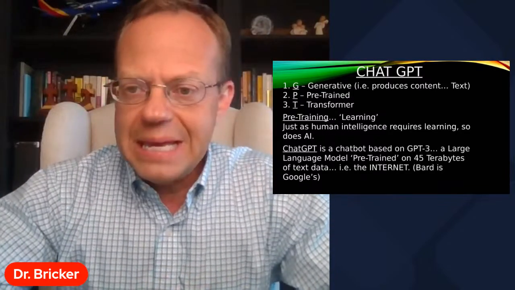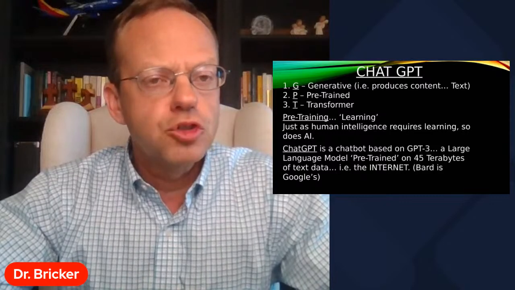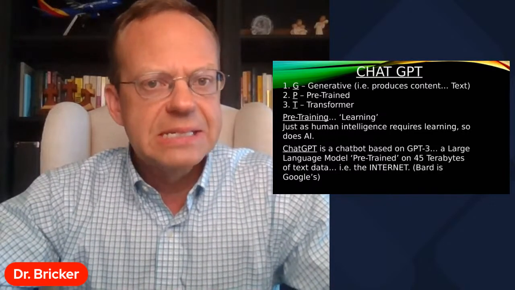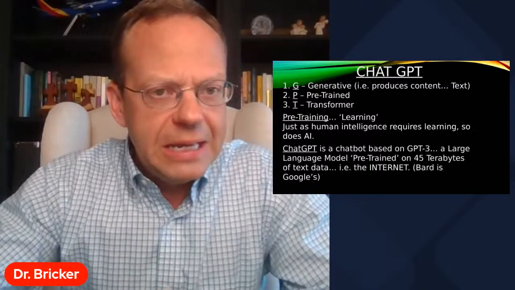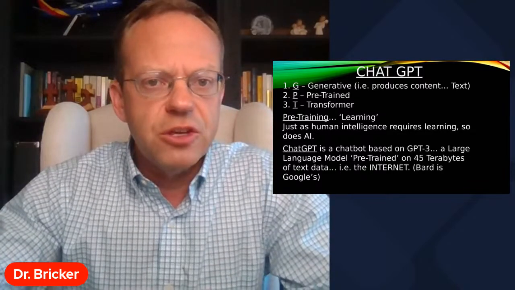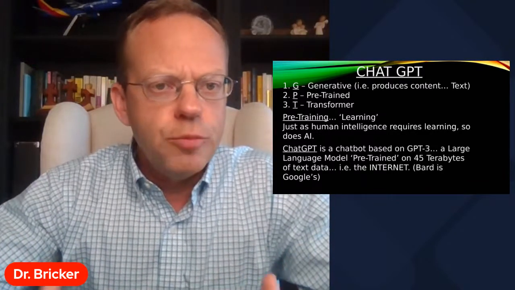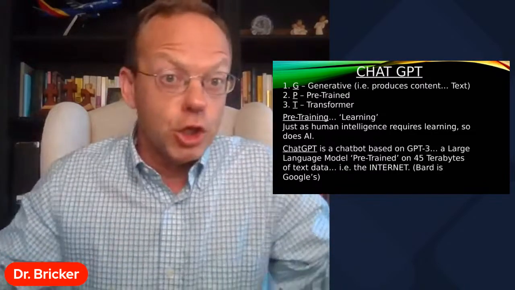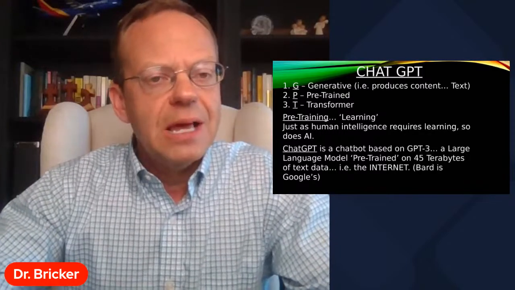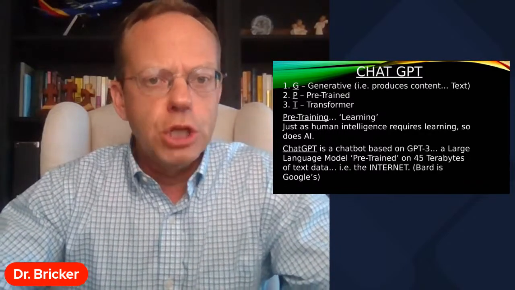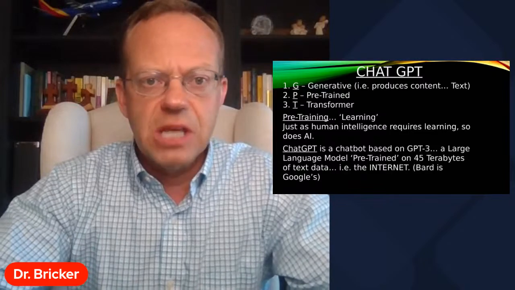Now, the P stands for pre-trained. And the T stands for transformer. And pre-training and the transformer are super important, so we're going to go into a little detail about what those are. Pre-training is just the computer science term that they use for learning. Just like human intelligence, we have to learn. I mean, we're not born intelligent. We have to learn. Likewise, the artificial intelligence has to learn. And that is the process of pre-training.